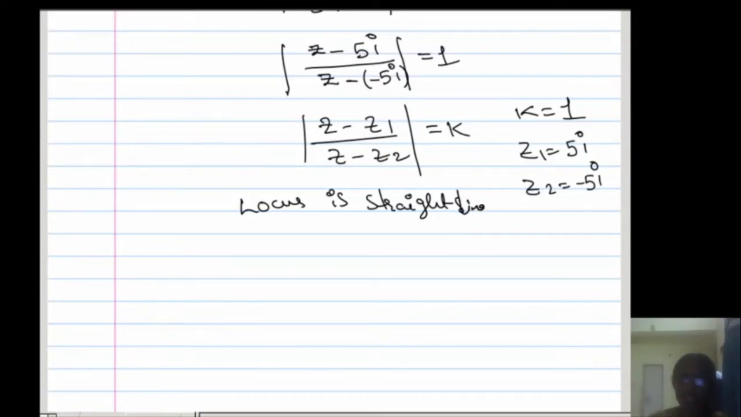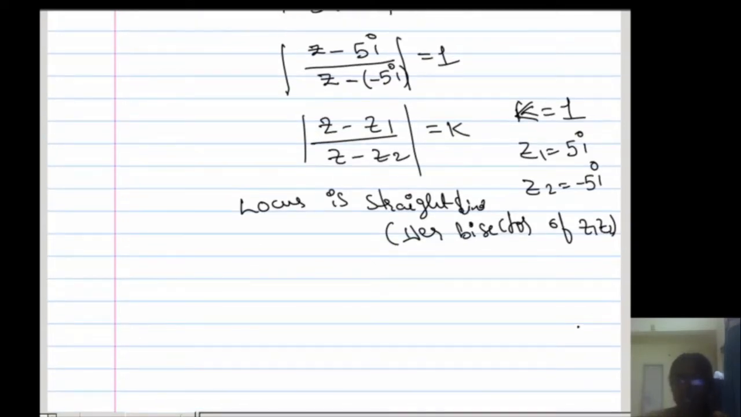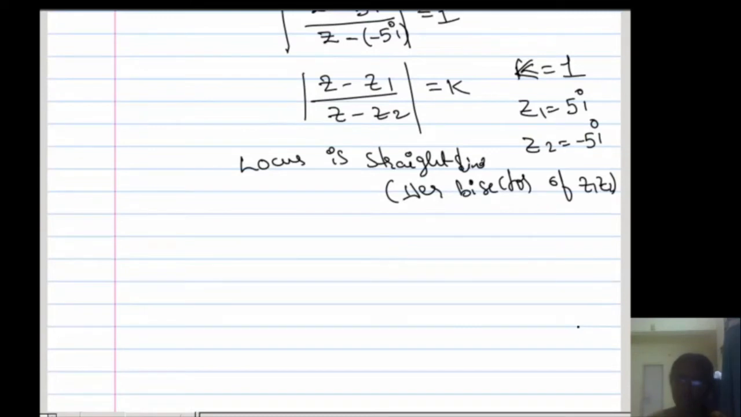So if they ask the question, find the locus of z satisfying this condition, since k is equal to 1 here and it is in this form, I can say that it represents a straight line, and it is nothing but the perpendicular bisector of z1, z2. I think you got some idea now. Okay, in objective questions, instead of doing all the simplification, substituting z equal to x plus iy, if you remember the standard forms, you can easily identify whether the locus is a straight line, circle, ellipse or hyperbola.